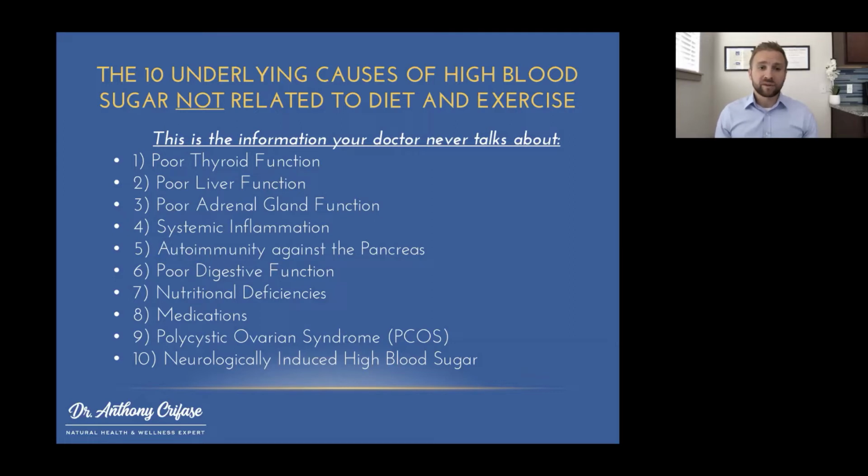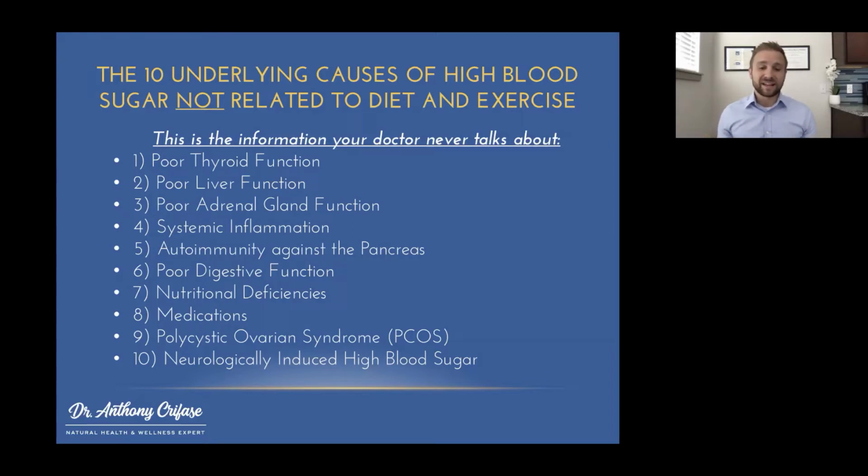So, number one is poor thyroid function. I see lots of patients dealing with thyroid function that is directly related to their blood sugar, and let's discuss this. Poor liver function, poor adrenal gland function, systemic inflammation. And when we say systemic, we're meaning it is in the entire body. It is reaching every aspect of the body. Autoimmunity against the pancreas, poor digestive function, nutritional deficiencies, medications, polycystic ovarian syndrome, which is often very related to type 2 diabetes and prediabetes, and many, many women are now developing this.